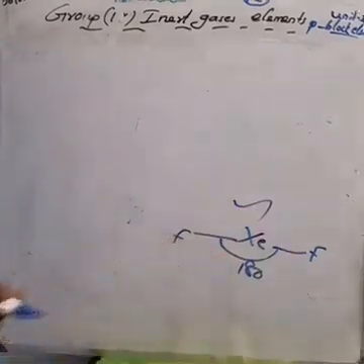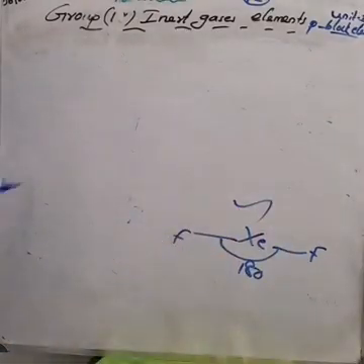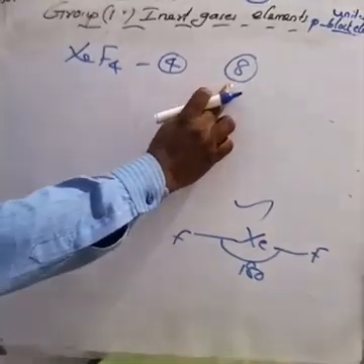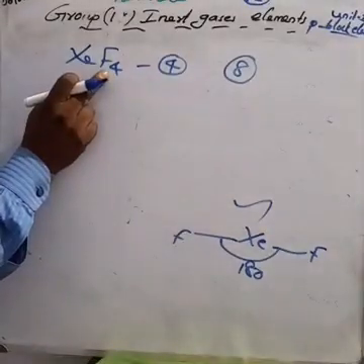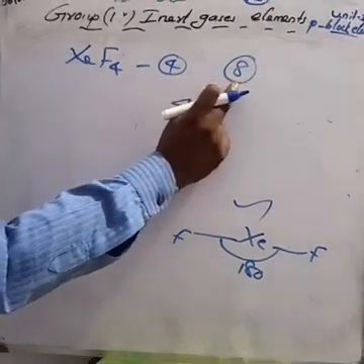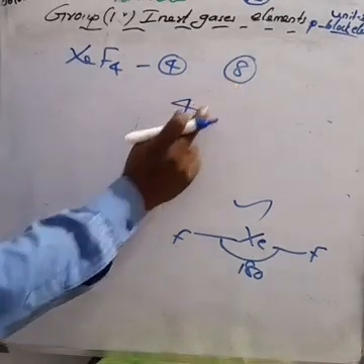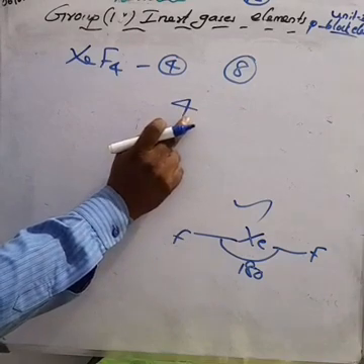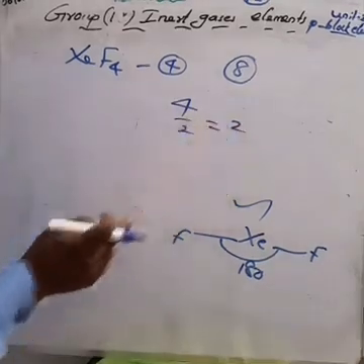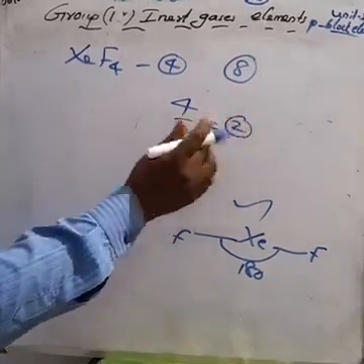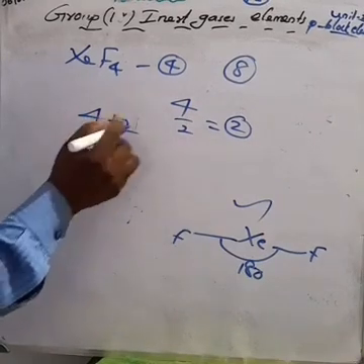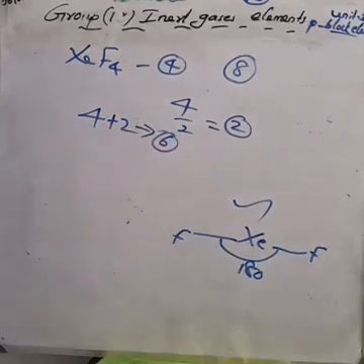Second compound, XeF4. How many atoms are attached? Four atoms. Xenon's valence electrons are 8. Four fluorine atoms are bonded, so out of the 8 electrons in the outermost shell, 4 are bonded. The remaining 4 make 4 by 2, that is 2 lone pairs. So xenon tetrafluoride has bond pair 4 and lone pair 2. 4 plus 2 is equal to 6.